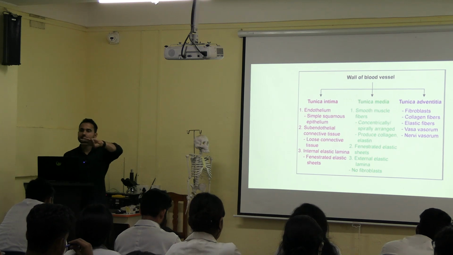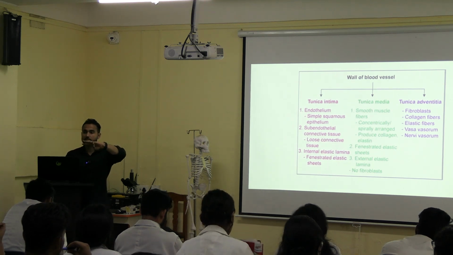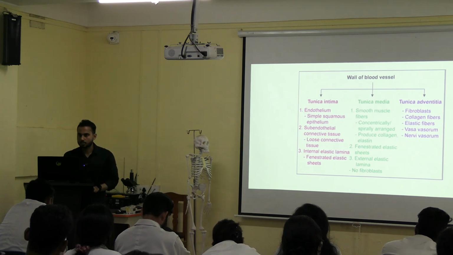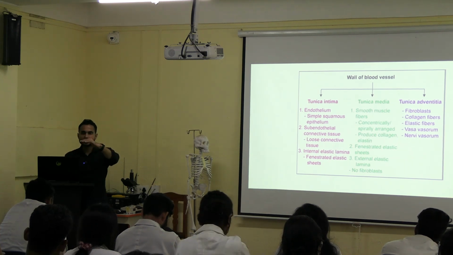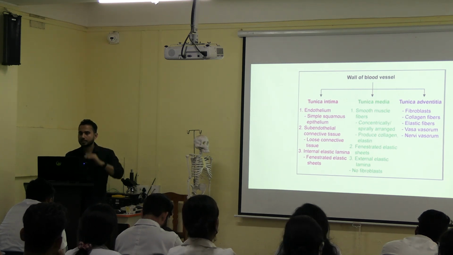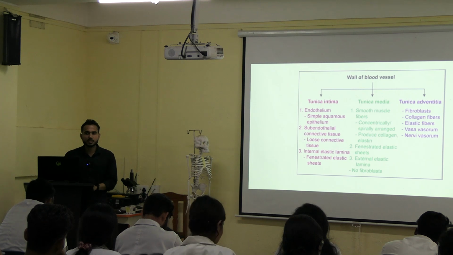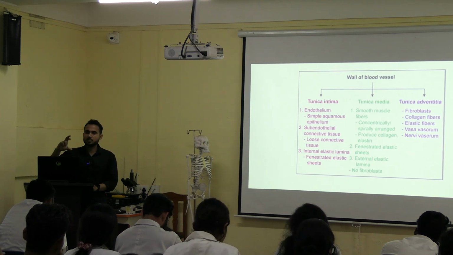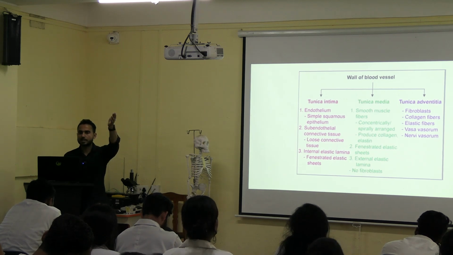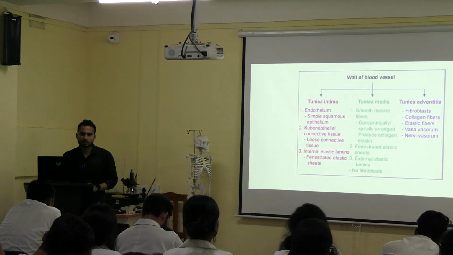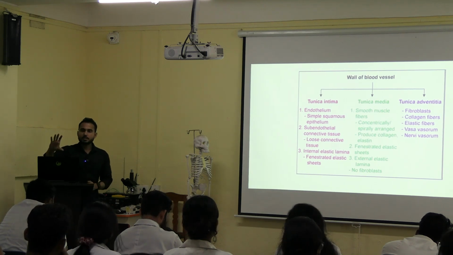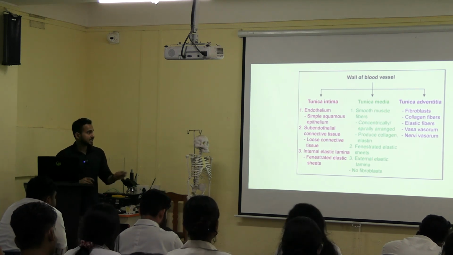So between the 3 layers, 2 sheets of elastic fibers are there. Just near the tunica intima, that is called the internal elastic lamina. Near the adventitia is the external elastic lamina. The layer between the two, what is this? Tunica media. Above that tunica intima, below that tunica adventitia. As simple as that.